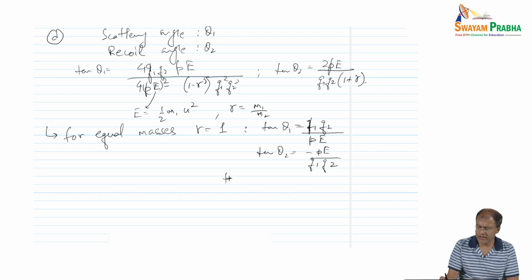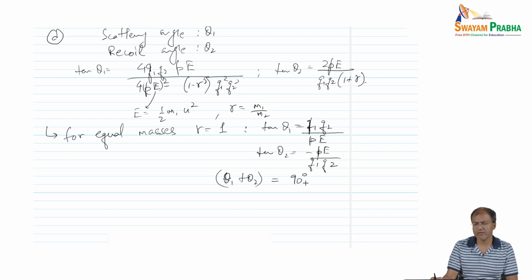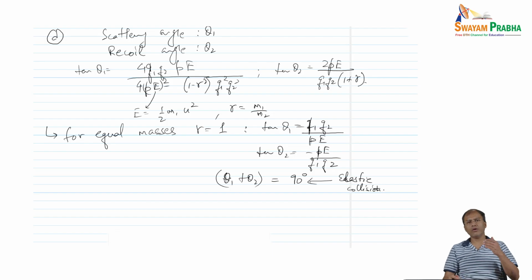If we want to find theta 1 plus theta 2, we can use the tan of theta 1 plus theta 2 formula, and we can quickly deduce that theta 1 plus theta 2 is 90 degrees, which is what we expect for elastic collisions. So tan of theta 1 plus theta 2 is going to give us infinity, or theta 1 plus theta 2 is 90 degrees. Okay, so this is certainly the case for equal masses and elastic collisions, right? Again, we are only looking at the setup in the Newtonian frame, no relativistic frame.